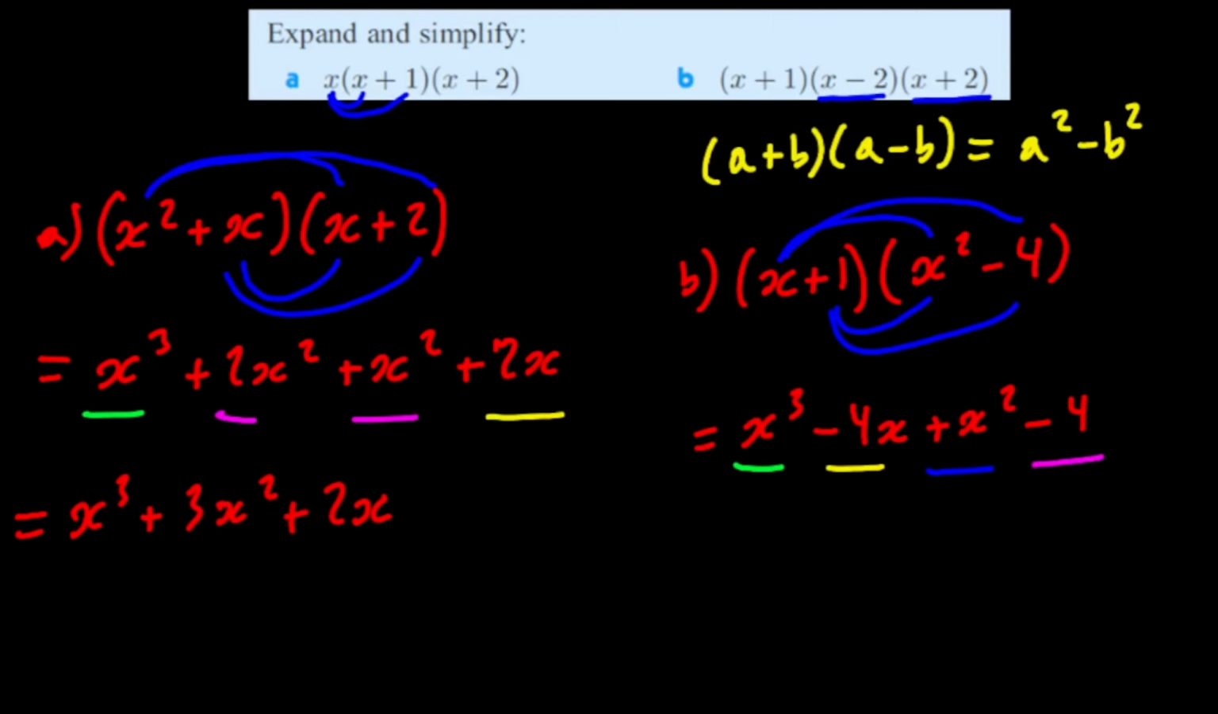So this was the end of the video. Hopefully you learned how to deal with further expansion and with brackets cubed. And next video, we'll go into further algebraic expressions and how to deal with more complex algebraic expressions.